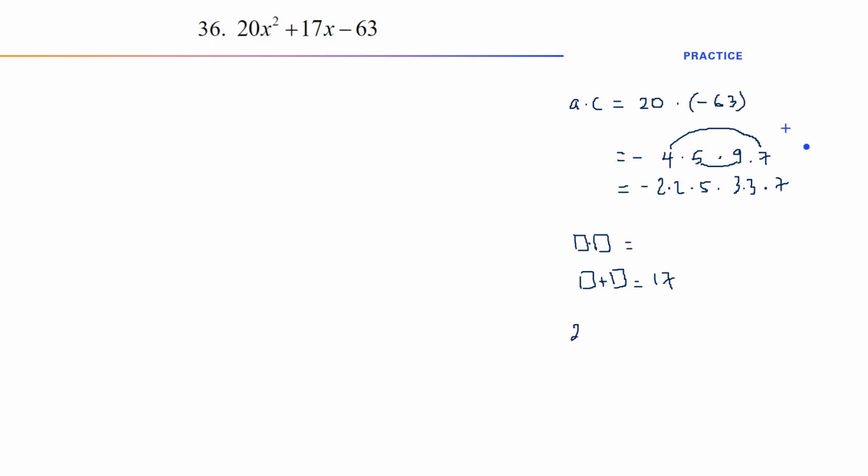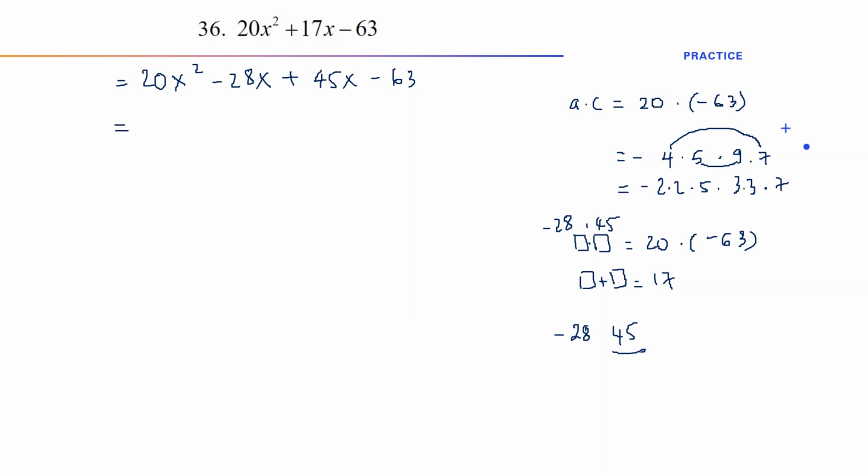I got 28 and 45. I need a positive, they add up to a positive number. It means the bigger number we choose here has to be positive. So negative 28 times 45, that's the same as 20 times negative 63. Alright, now we break down the 17x. So 20x squared, instead of adding 17x, I will subtract 28x and add 45x minus 63.